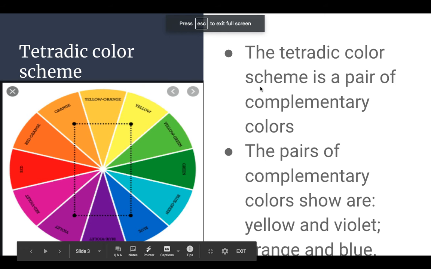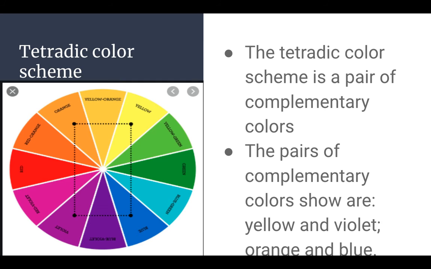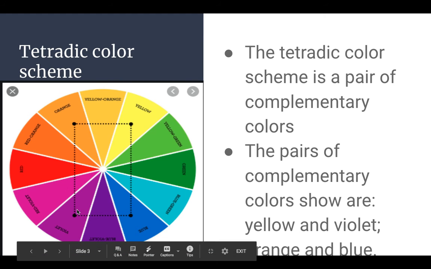So as I was saying, we have tetradic colors. These are the ones that we need to pay the most attention to because we're confusing tetradic colors and triadic colors. So tetradic colors are two pairs of complementary colors. So we would look at yellow and violet, for example, and we would see that they are opposite of each other, which means that they're complements.